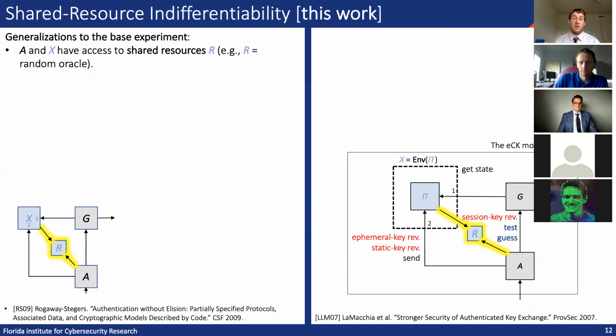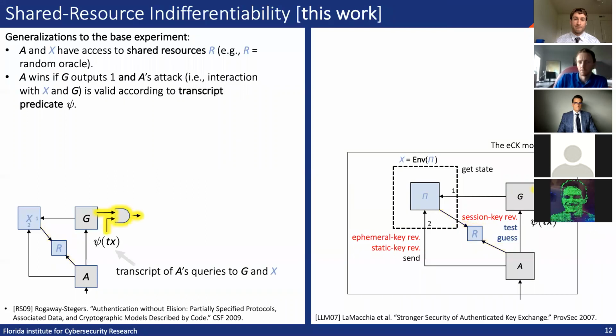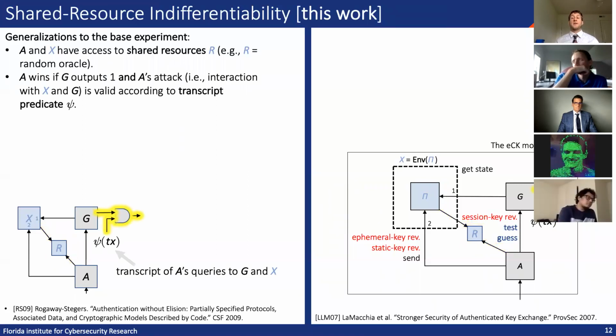Now, resources can be used for a variety of things, but in general, we're going to think of them as objects in the experiment that the system and adversary share access to. Next, the experiment is parameterized by a function psi, which we'll call the transcript predicate. This determines if the adversary's attack is valid based on the sequence of queries it makes to the game and system. The adversary wins if the game outputs 1 as usual, and its attack is valid according to the transcript predicate.